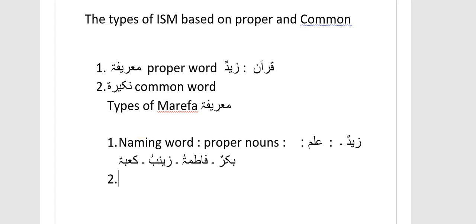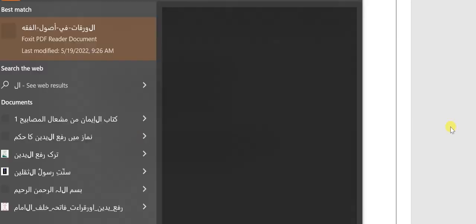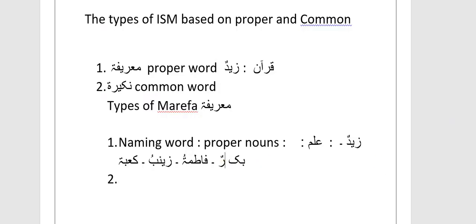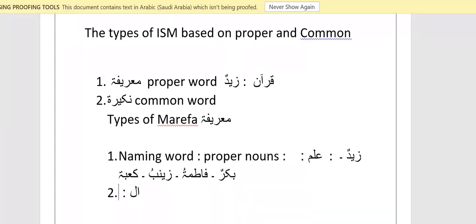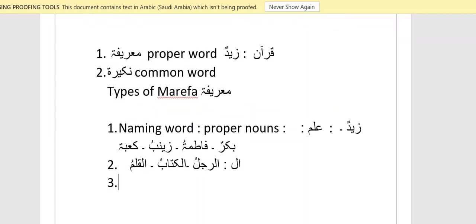Second one is any word that starts with alif lam, like ar-rajulu, it means a special man. Al-kitabu, a special book. Al-qalamu, a special pen. All these words are marifa. Why? Because they all have alif lam on them.